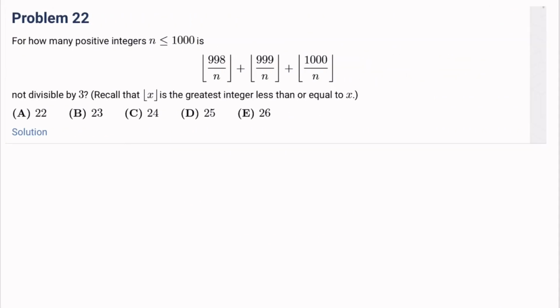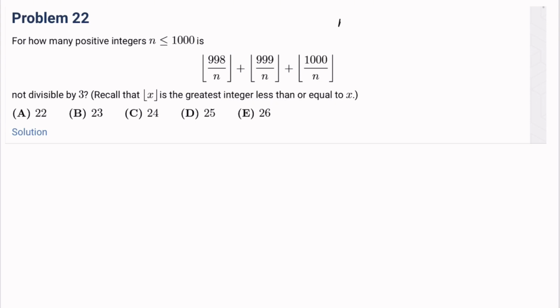Problem number 22. For how many positive integers n less than or equal to 1000 is this not divisible by 3, where floor of x is the greatest integer that is less than or equal to x. Okay, so first, if this is to be not divisible by 3, then we have 3 restrictions.